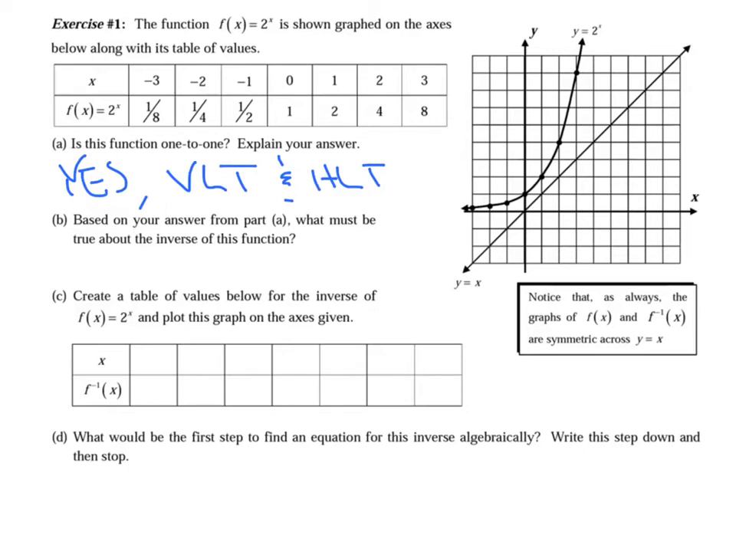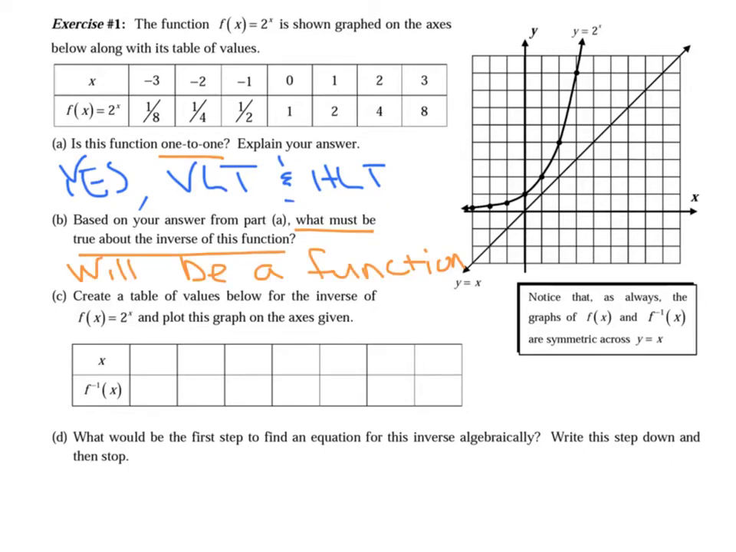Now they said, part B, based on your answer from part A, what must be true about the inverse of this function? Well, we're going to go back in time and reference a very subtle definition that we talked about back in October. If the original function is one-to-one, then its inverse is guaranteed to be a function. So they said, what must be true of the inverse? Well, it's guaranteed to also be a function. That's how we want to answer that, guaranteed to be a function.